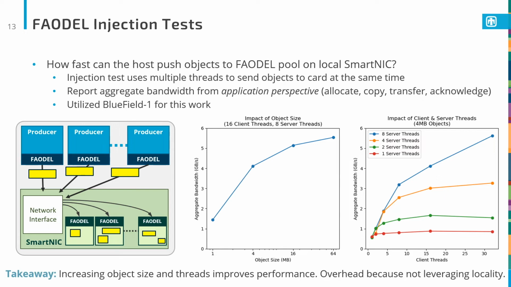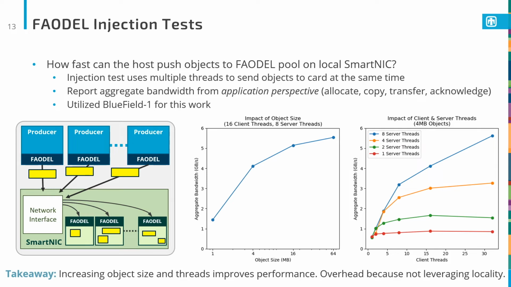We varied both the size of the objects and the number of threads used on the host and SmartNIC. Performance is reported in terms of aggregate bandwidth transferred from the application's perspective and includes memory allocation, data copies, network transfers, and acknowledgement of receipt.